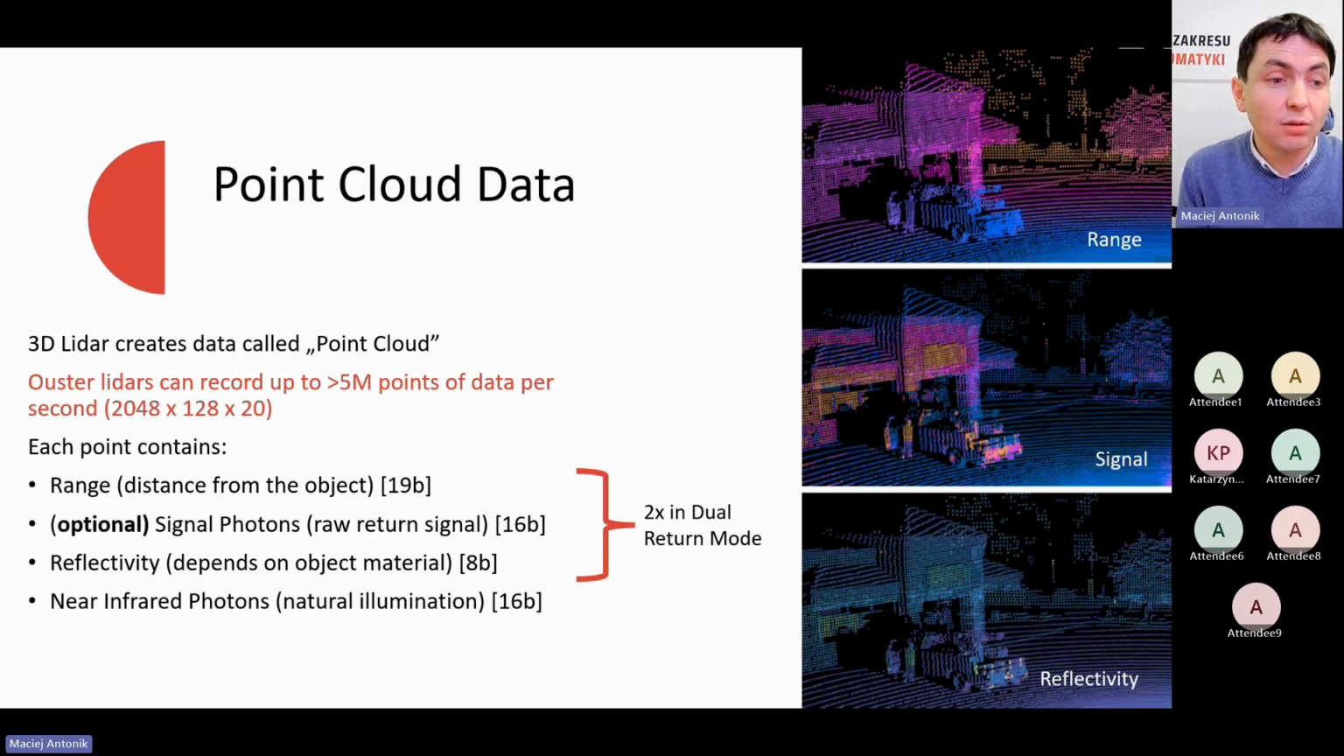Optionally, you can also get signal photons, which is basically the raw signal that the LiDAR detects from the laser beam that it's shooting, which you can use for more detailed signal processing. And you also get reflectivity, which is a very special type of information because it tells you not about the distance of a point, but it tells you about the material that the point is made of. So reflectivity tells you how reflective the point is. And this can be used also for some additional signal processing to get more information from the LiDAR data.